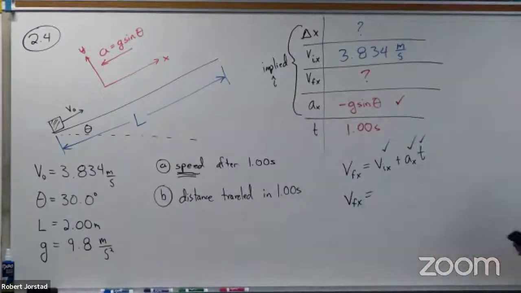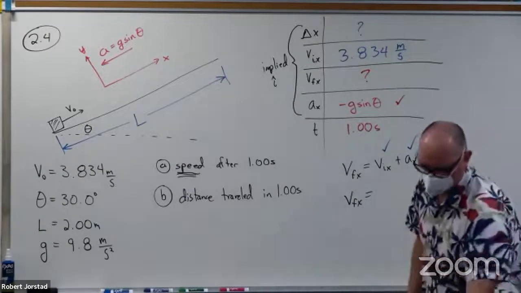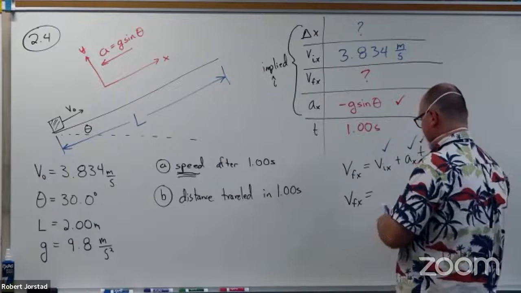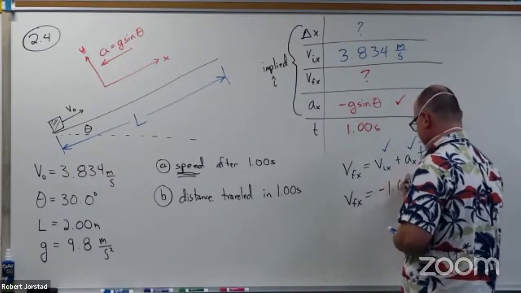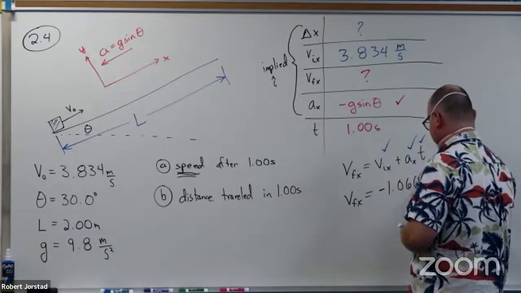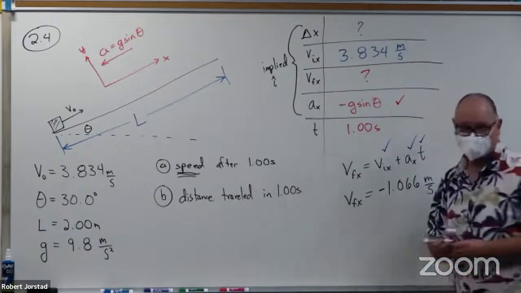Or if you have it on your phone, tell me the number. Right, the initial is 3.834 minus 9.8 sine 30 times 1. I got negative 1066. Do you agree that's not a speed? You see what I'm saying?